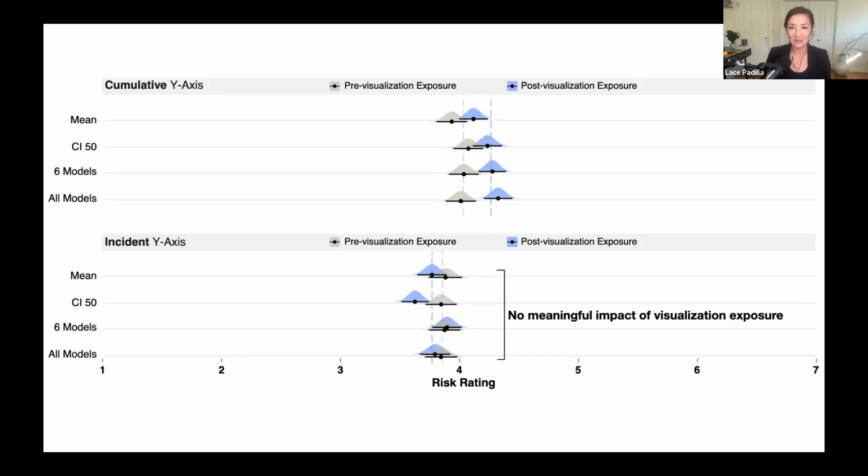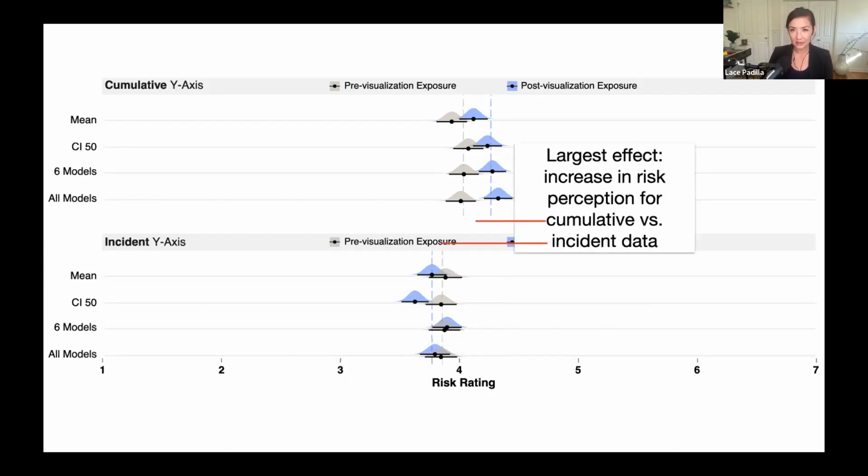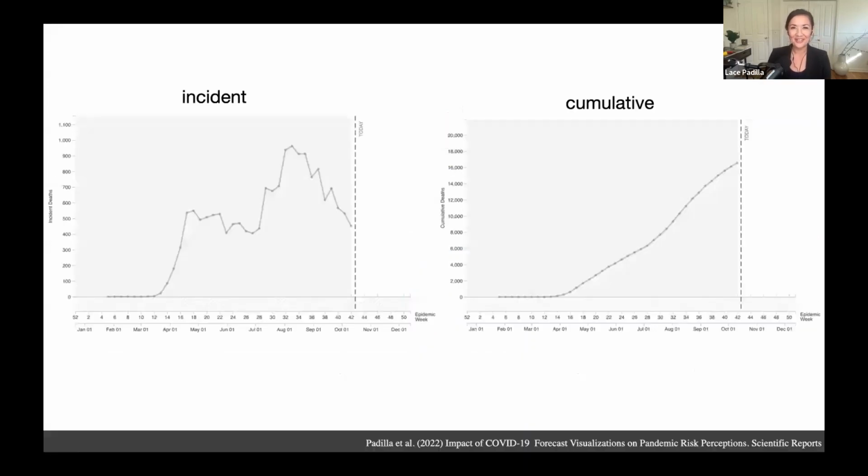But I'm sure you're noticing that the biggest difference is the increase in risk perception for this cumulative axis versus this incident axis. So, why is that happening? If we go back to our visualizations, I think some of you probably saw it in the beginning, but we didn't appreciate that this was going to be such a big influencer. So at the time in California, the incident y-axis data happened to be going down and the cumulative just so happened to be going up.